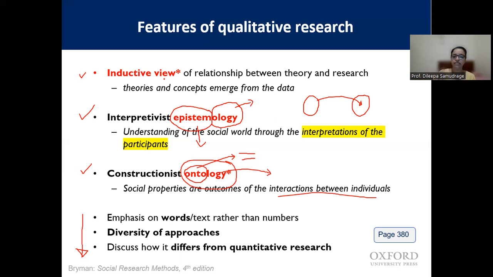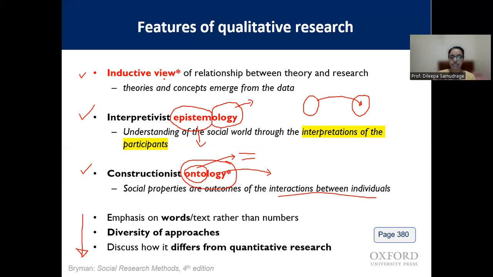The second point is interpretivist epistemology, which means you have to understand the social world through the eyes of the research participants, not what you see. You have to explain what the research participants explain, what they see. You explain a particular situation through the eyes of the participants you observe. That is the second point.